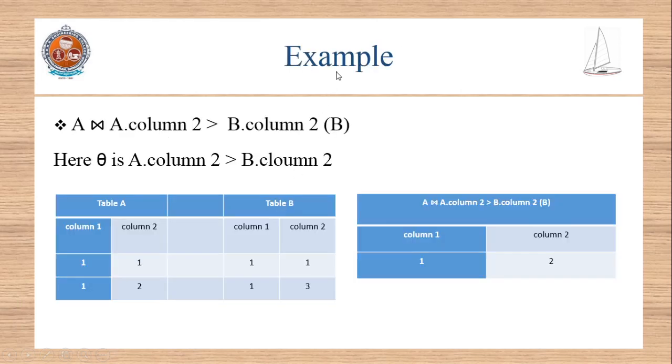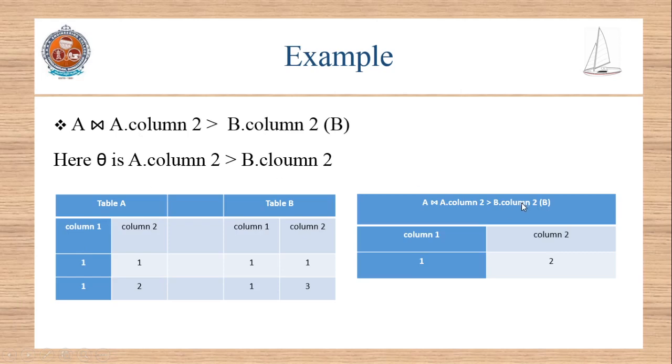See here an example. We have taken two relations, relation A and relation B, and we are trying to perform the theta join, with theta being the condition that column 2 in relation A must be greater than column 2 in relation B. This is the condition. Here theta is nothing but this part: A.column2 greater than B.column2 is the theta.